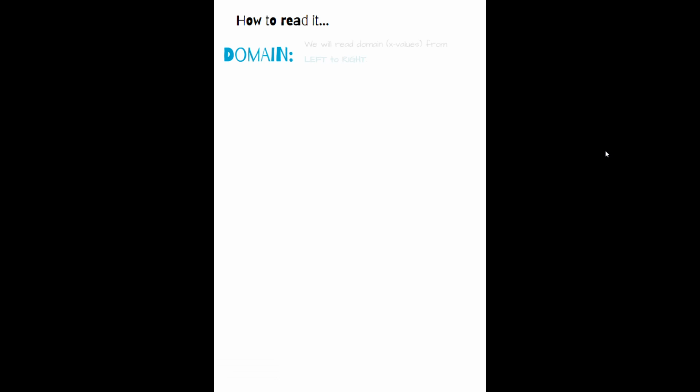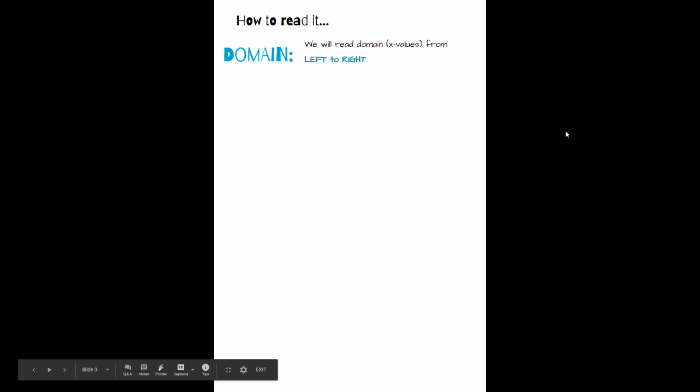So reminder, domain, we will read the X values from left to right. Remember, domain, think of alphabetical order. D comes first, just like X comes first. Okay. We move from left to right. Oh man, that was actually really awesome. That was a good example. Left to right. Love it.